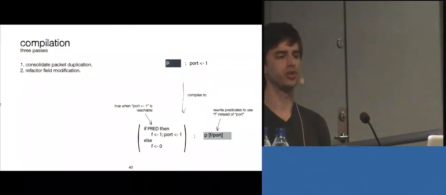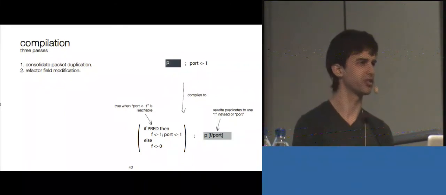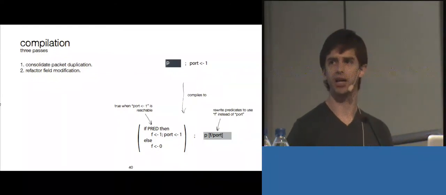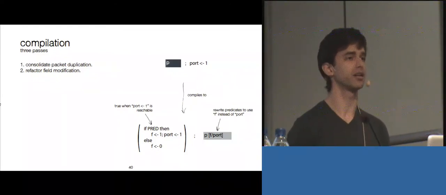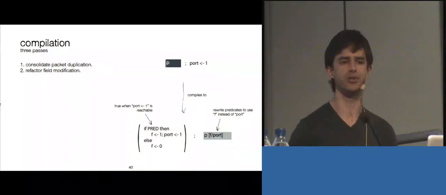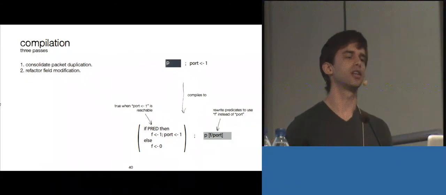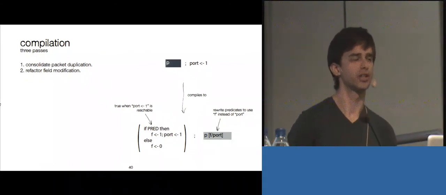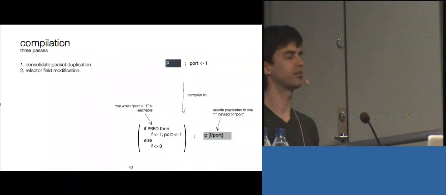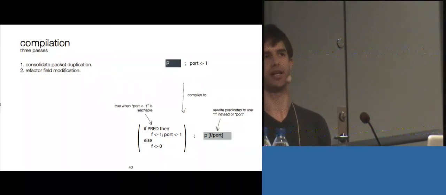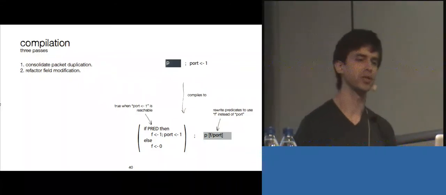Similarly, suppose we wanted to migrate the port modification in front of some arbitrary policy P. So we can't do this naively. Basically because of something like data dependencies, that there may be predicates in P that depend on the old value of the port. And similarly, there may be writes to the port field that would later be overwritten by this assignment of 1.